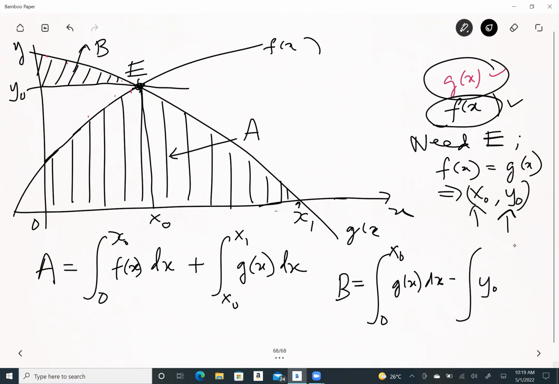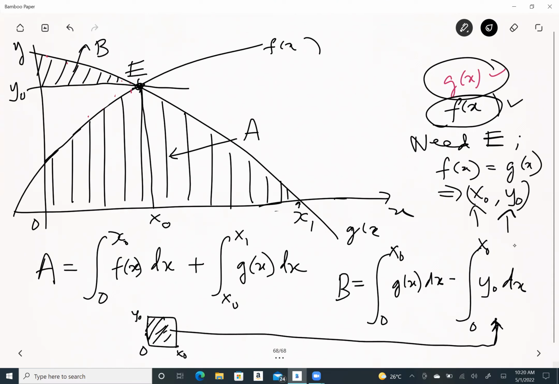It's the area under y0. y0 is a constant function, dx from 0 to x0. The area under y0, the horizontal line: if you integrate this, what you get will be the area of that rectangle, rectangle y0, x0, 0. So the area of the rectangle is the integral of the horizontal line y0. Okay, all right.